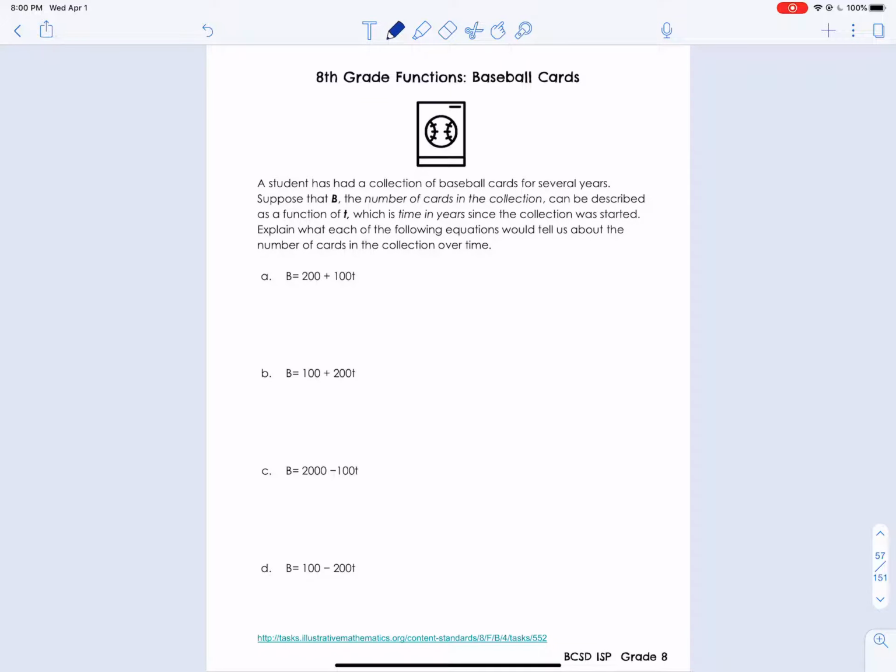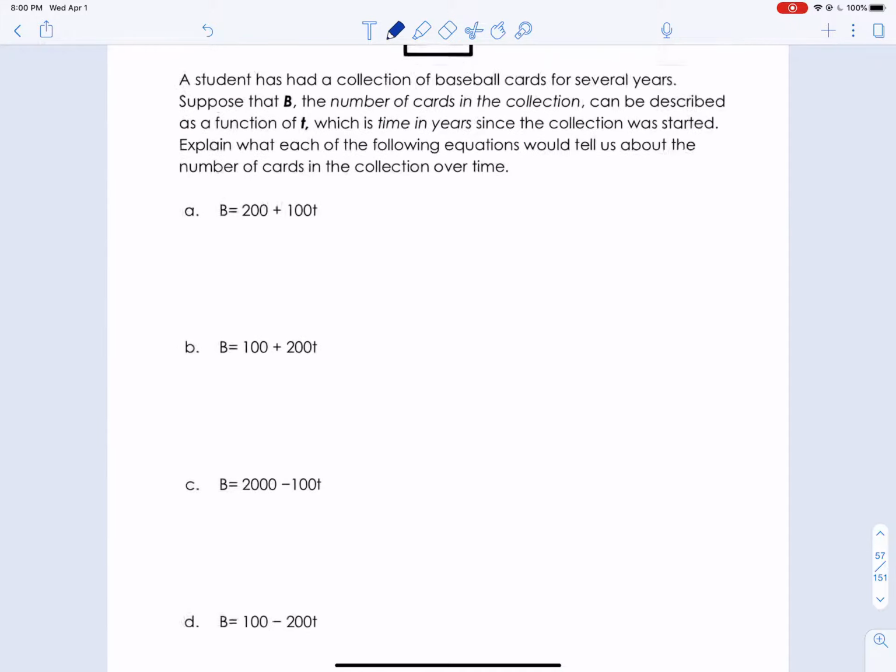Okay, this is day 4 and the math section. So we're starting off with a problem based on baseball cards. It says that a student has a collection of baseball cards he's collected over several years. B is the number of cards in the collection, and T is the time in years since he started collecting. And we need to basically describe what each of these following equations could mean.